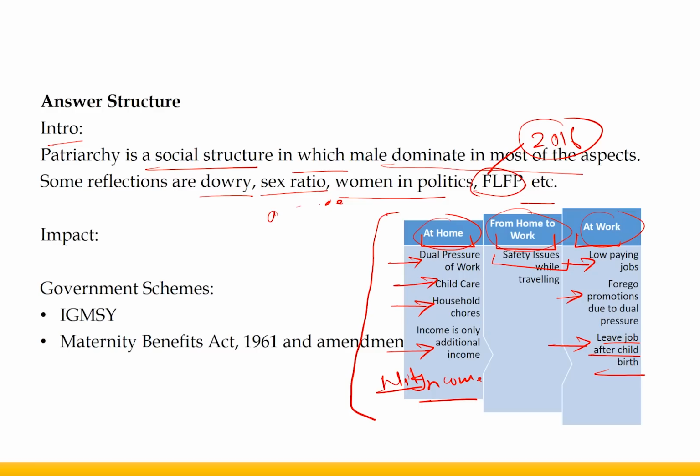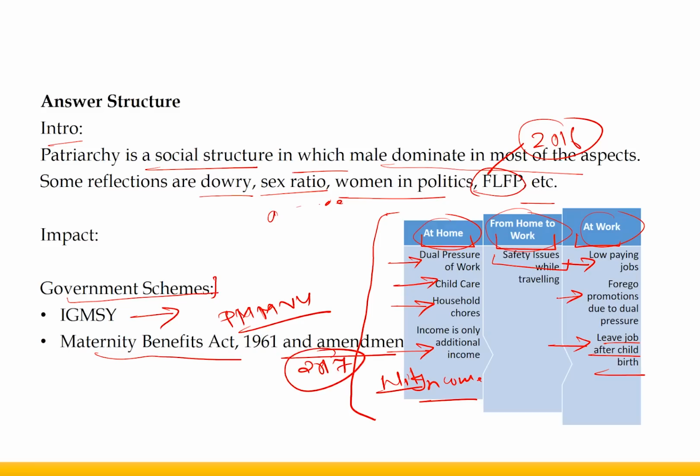When I'm talking about the final part of the answer, we should talk about what government schemes the government has brought out for working women. One is the Indira Gandhi Matritva Sahayog Yojana, which has now been replaced by the Pradhan Mantri Matru Vandana Yojana. Second is the Maternity Benefits Act and its amendment of 2017. You should talk about that as well. There are more schemes. I'm just giving you an idea as to how you should structure your answer. All right, I hope it is clear.